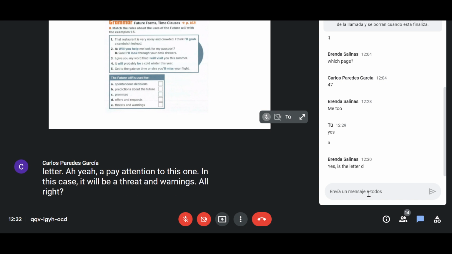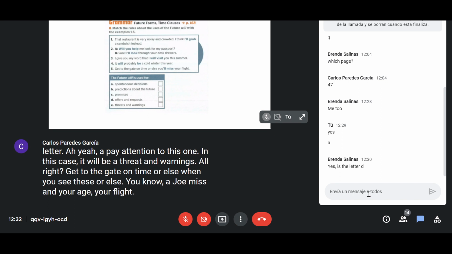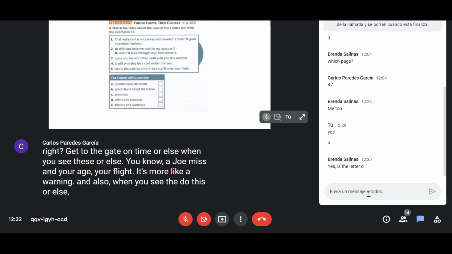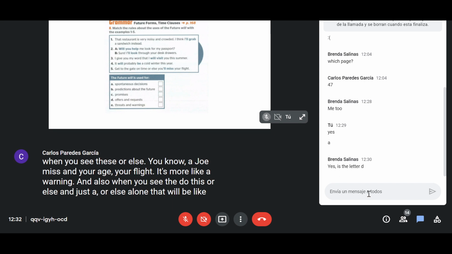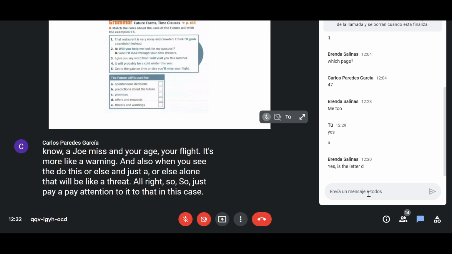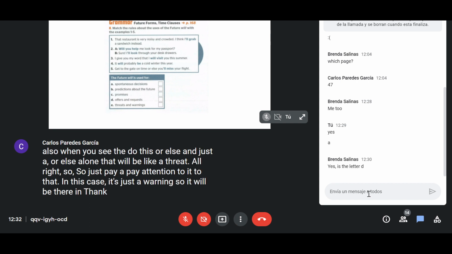All right. Get to the gate on time, or else you'll miss your flight. It's more like a warning. And also, when you see do this or else, and just or else alone, that will be a threat. So just pay attention to that. In this case, it's just a warning, so it will be letter E. Thank you, Manuel.